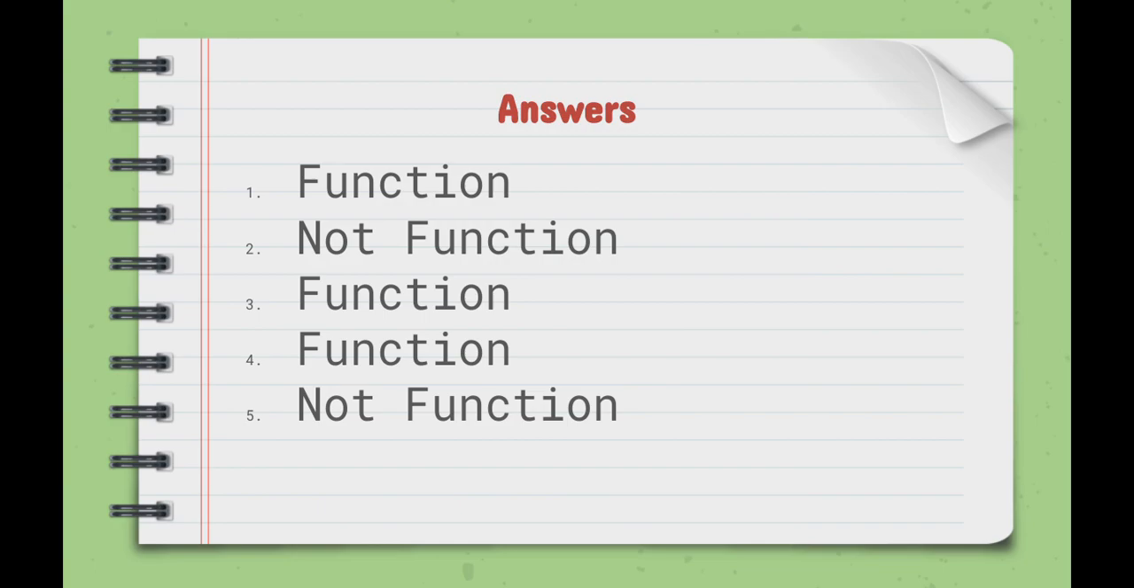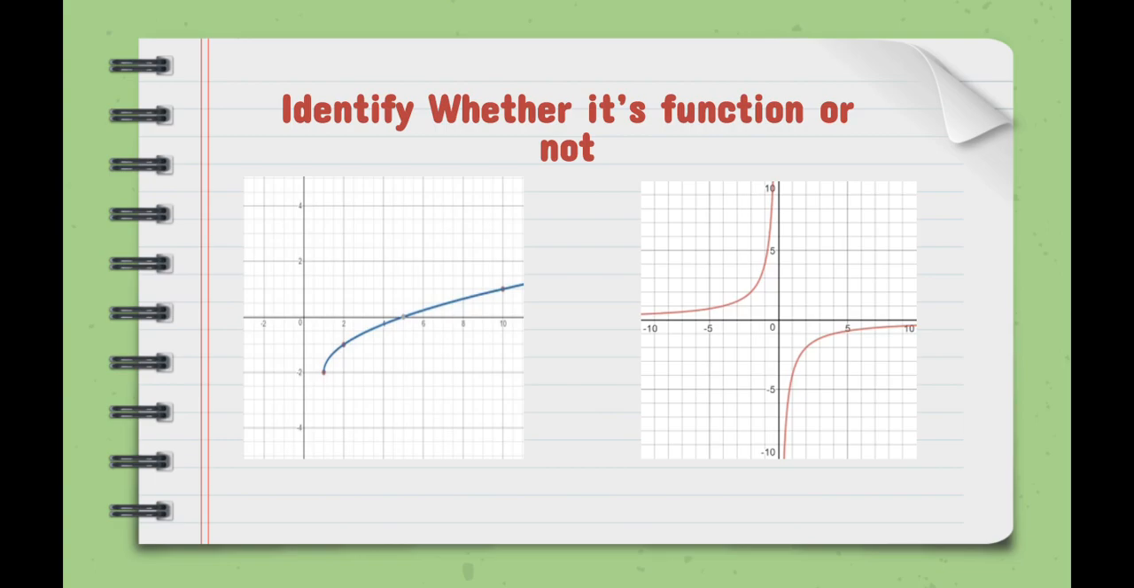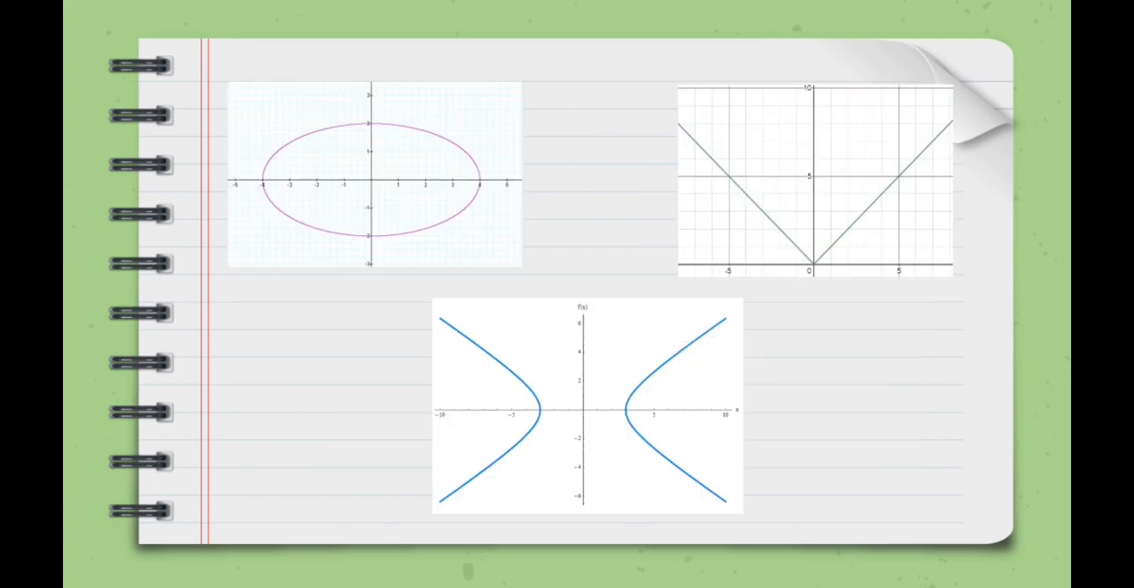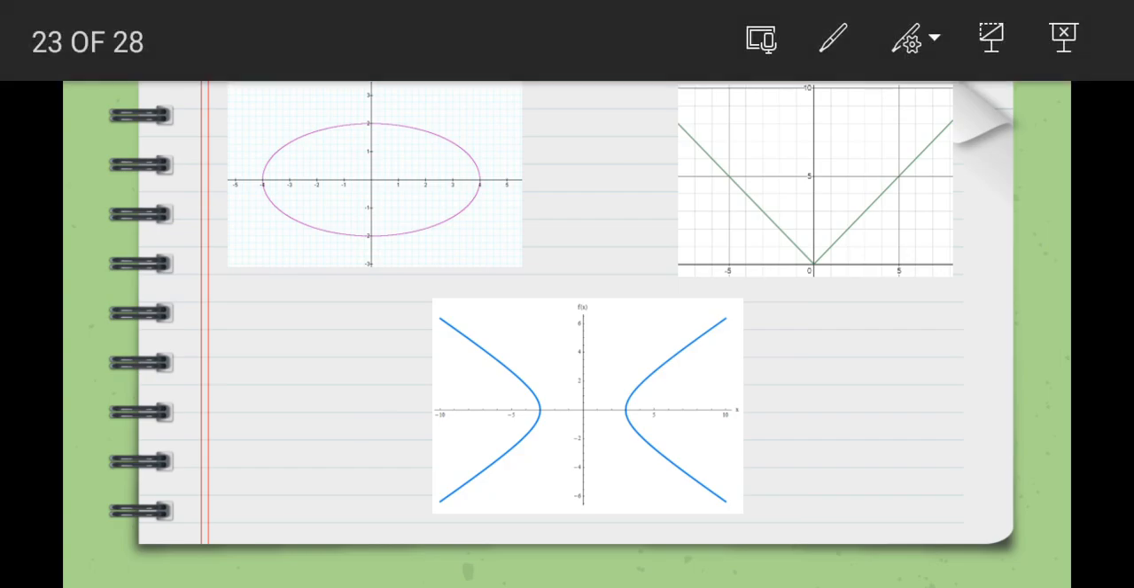Next, identify whether it is a function or not given the graph. So, number 1, ito po yung graph na naka-color blue. Number 2 naman po, yung color red. Number 3, yung color pink. Number 4 is yung green. And number 5 is yung blue. Pwede niyo na pong i-post para sagutan po itong mga ito.